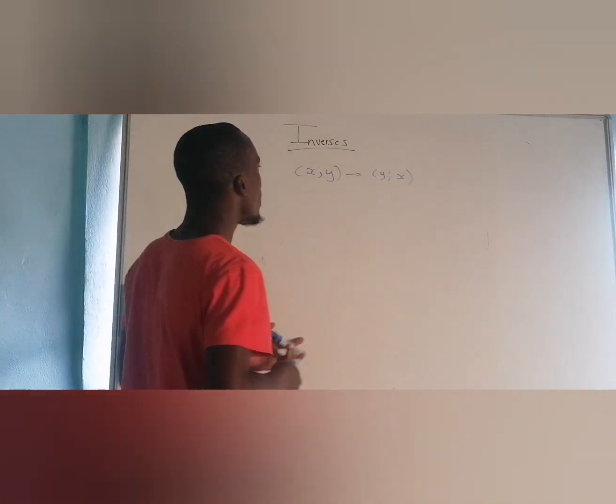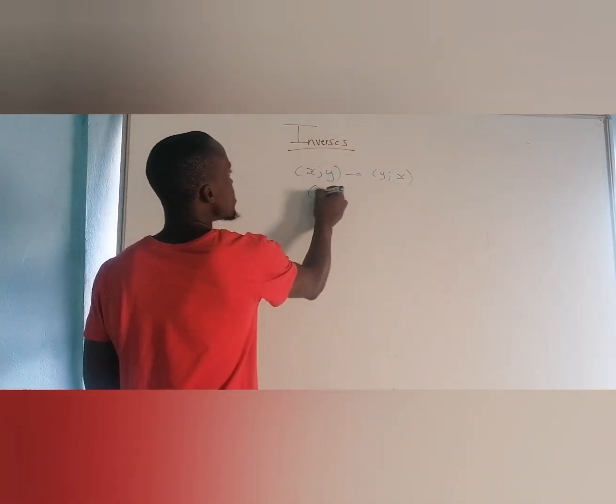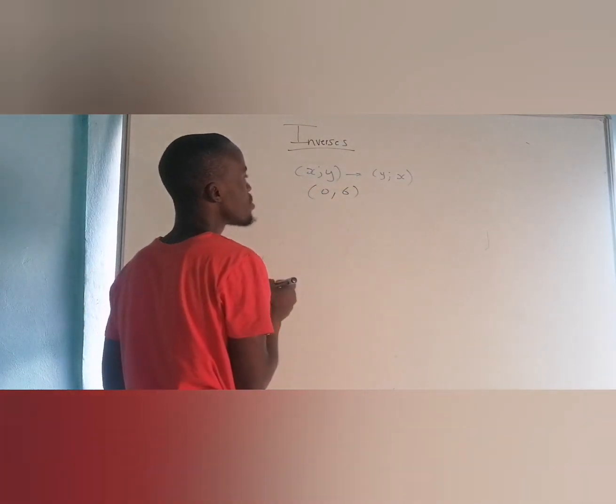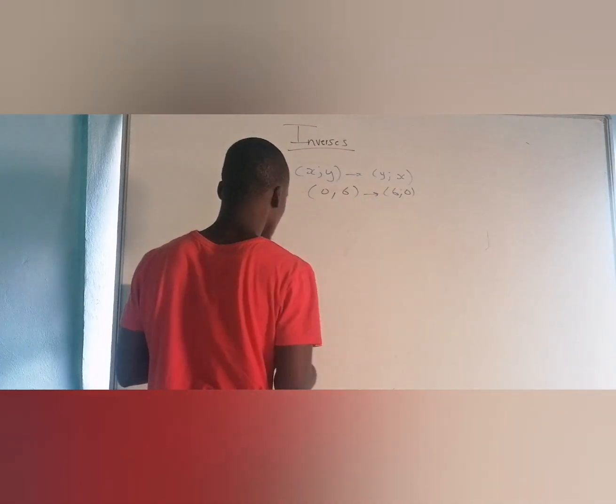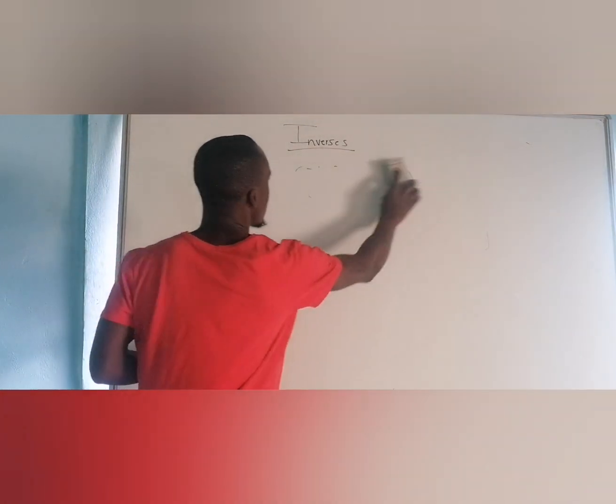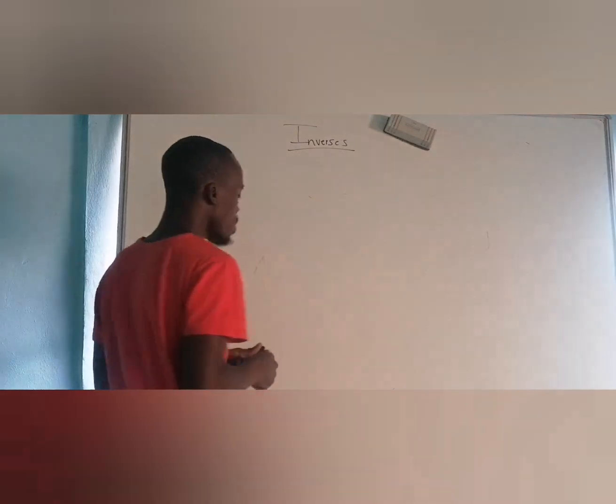You see this? Now, the second example can be 0 is to 6. They want me to write its inverse. Its inverse will be 6 is to 0. I hope you guys are following. Okay.